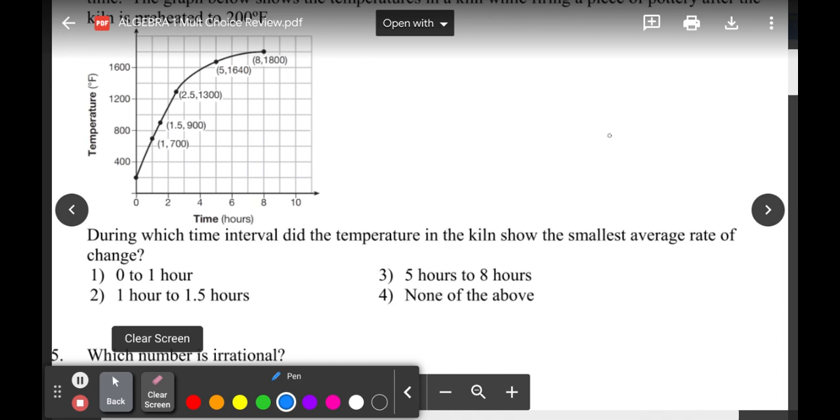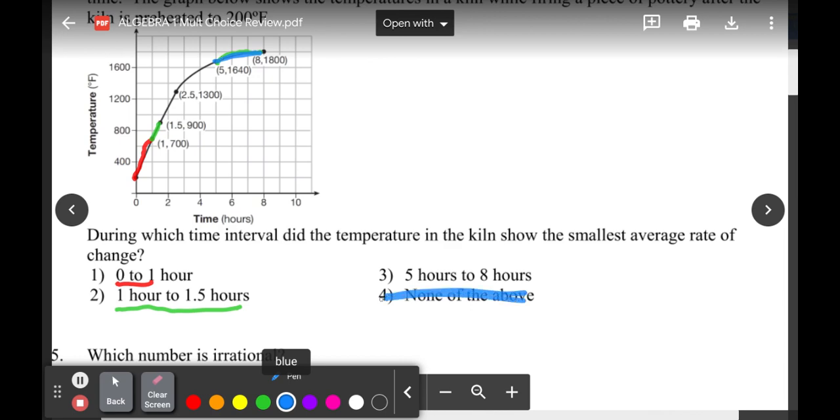So let's look at our options. Number 1 goes from 0 to 1. So I'm just going to try to highlight this. Sometimes you got to use math, sometimes you don't. I'll do different colors so everyone can see. 1 to 1.5. That looks pretty close. 5 to 8. Oopsie. That's flat. That's a low average rate of change. And none of the above.